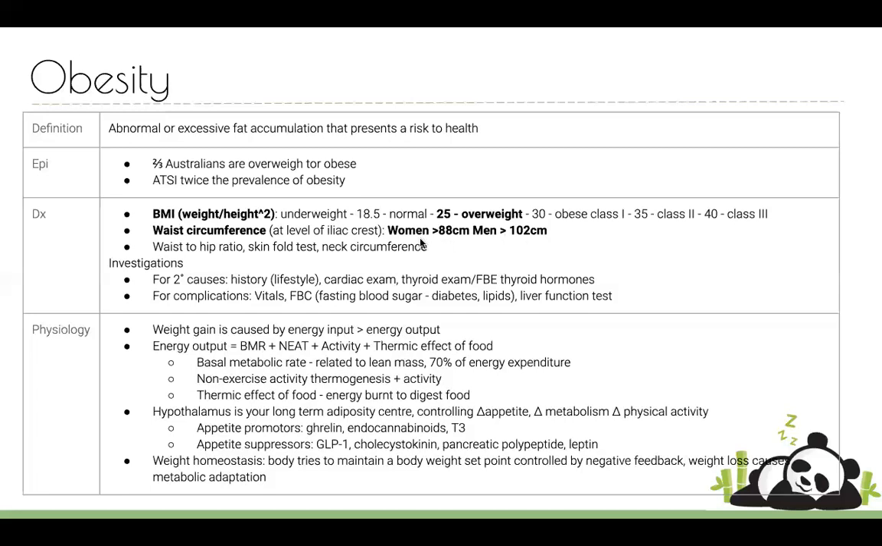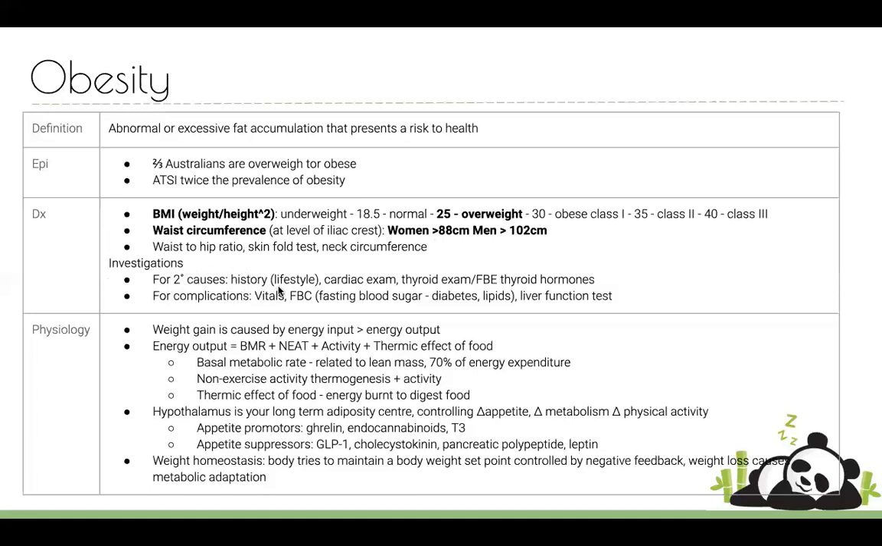So that's where you would measure the waist circumference around them. For women, that should be above 88 centimeters, and for men above 102. And so if it's above these measures, then they're considered obese, essentially. And then you run investigations for secondary causes.